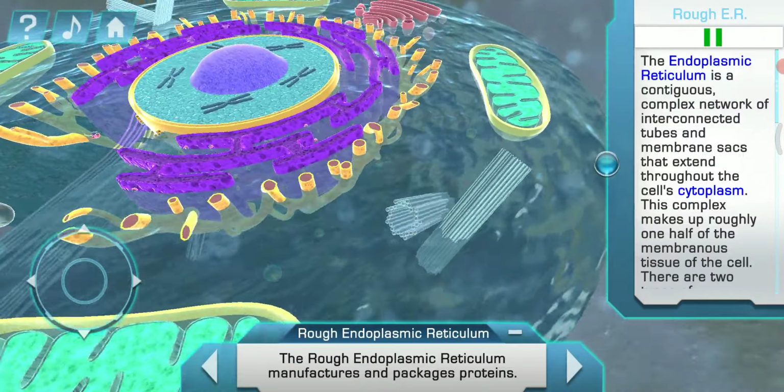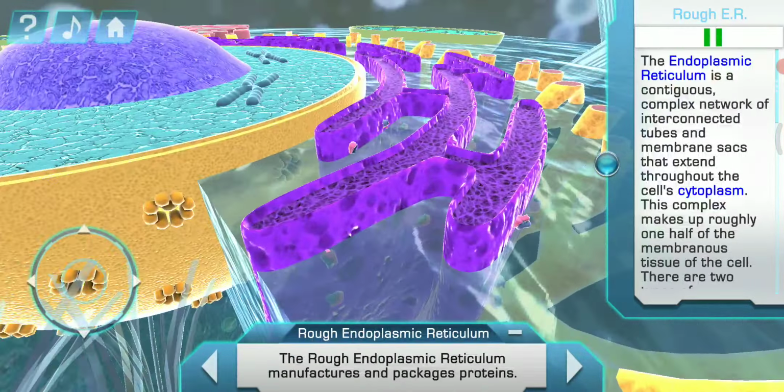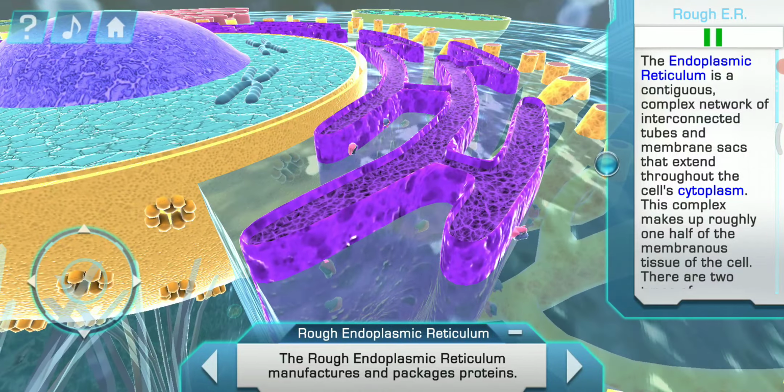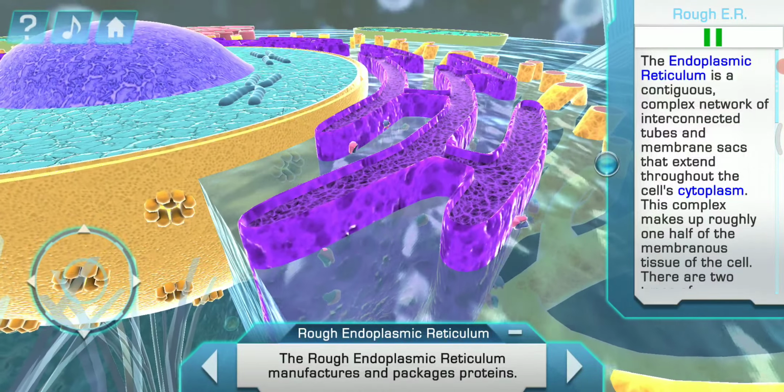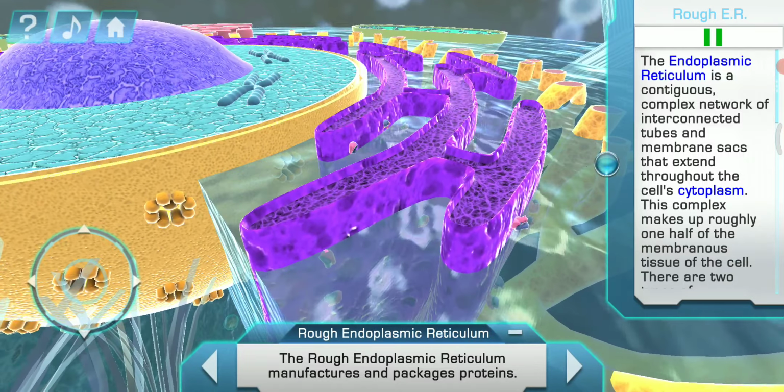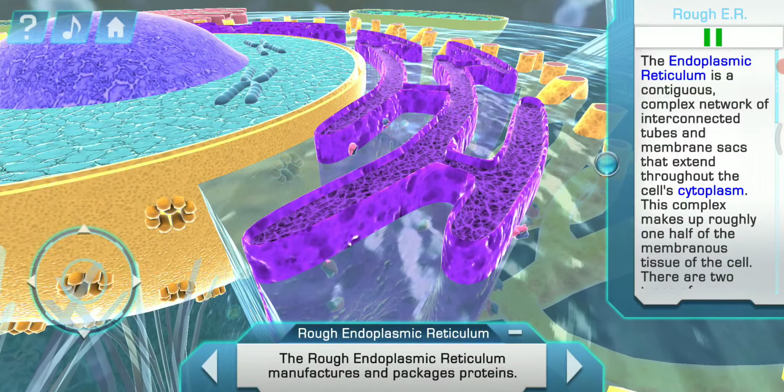The endoplasmic reticulum is a contiguous complex network of interconnected tubes and membrane sacs that extend through the cell's cytoplasm. This complex makes up roughly 1/2 of the membranous tissue of the cell. There are 2 types of endoplasmic reticulum.